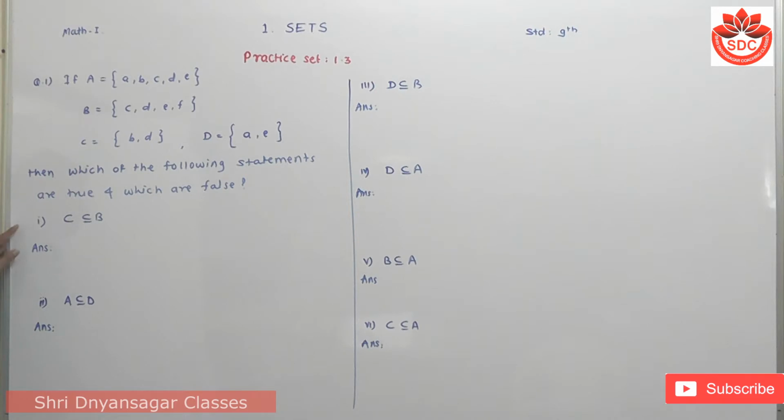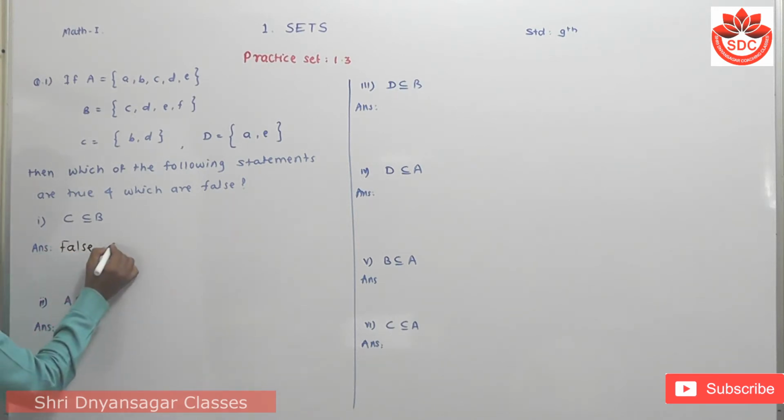The first statement is that C is a subset of B. Meaning every element of C is also present in set B. We observe the B and C sets. The elements B and D are contained in this, so this would be a subset. But B is not an element of the set B, so this statement is false. So the answer is false.